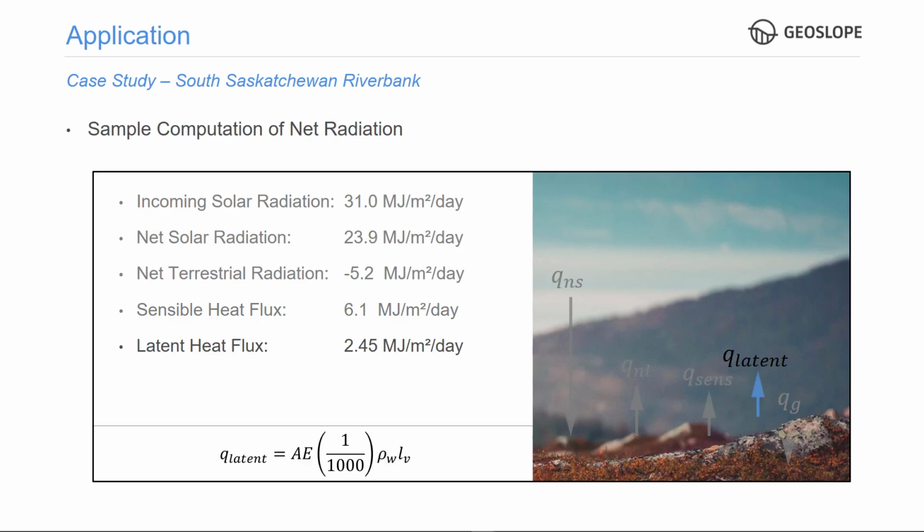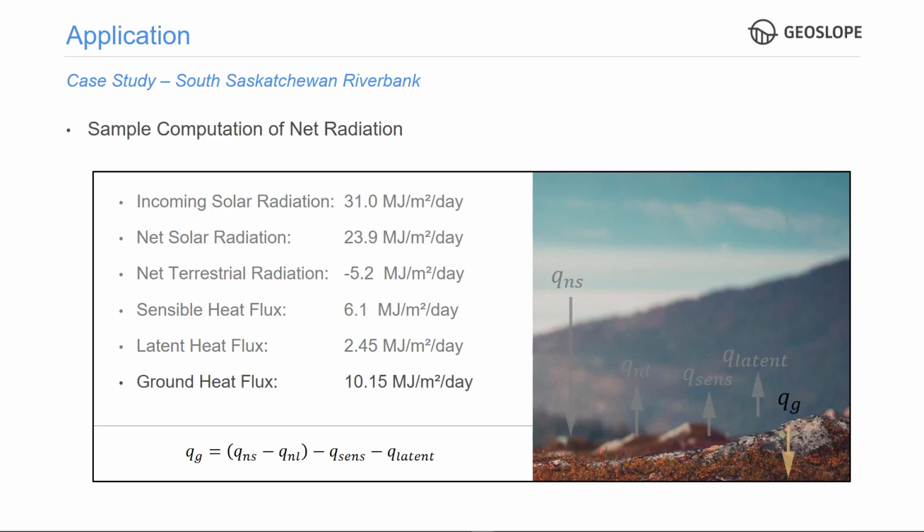The fourth step consists in computing the latent heat flux due to evaporation as the product of actual evaporation, the density of water, and the specific latent heat of vaporization. The fifth and final step consists in computing the flux at the ground surface as the difference between net radiation and the sum of sensible and latent fluxes.